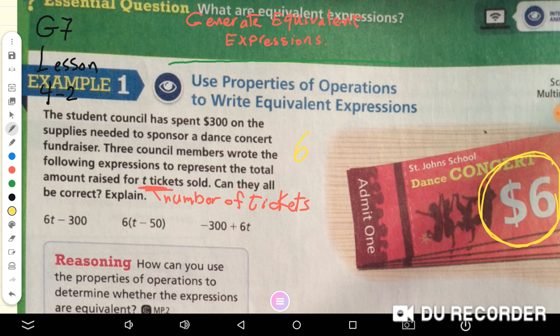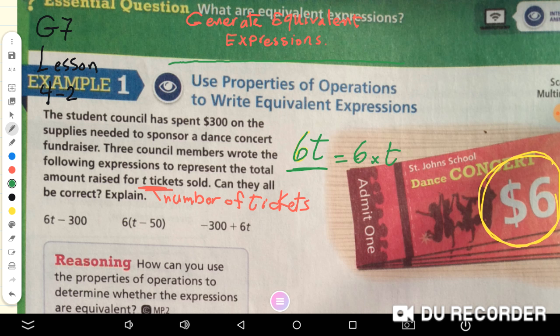So it will be 6 what? It will be 6T. Why? 6T means the same as 6 multiplied by T. Between any number and letter, we never write the multiplication. So we write it as 6T, and we know that the operation is multiplication. So it's 6 multiplied by T. This is the amount from the tickets they sell.